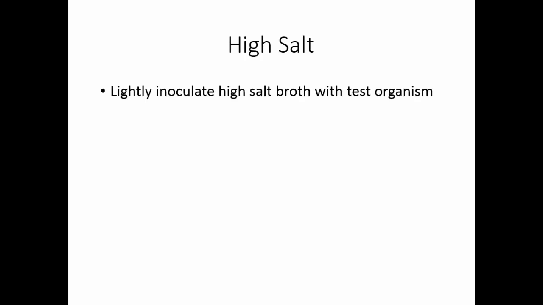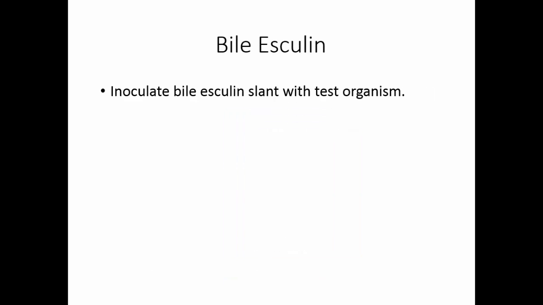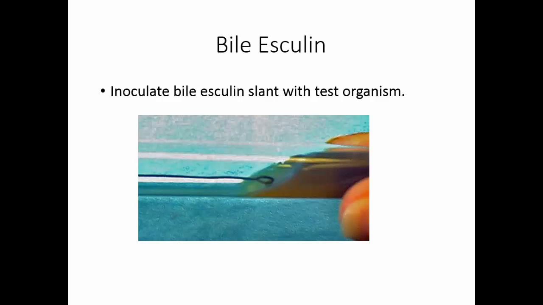The high salt is a broth, so you simply lightly inoculate the high salt broth with the test organism and then incubate for 18 to 24 hours at 35 degrees centigrade. The bile esculin test is a slant, so you inoculate the bile esculin slant with test organism and incubate for 18 to 24 hours at 35 degrees centigrade.